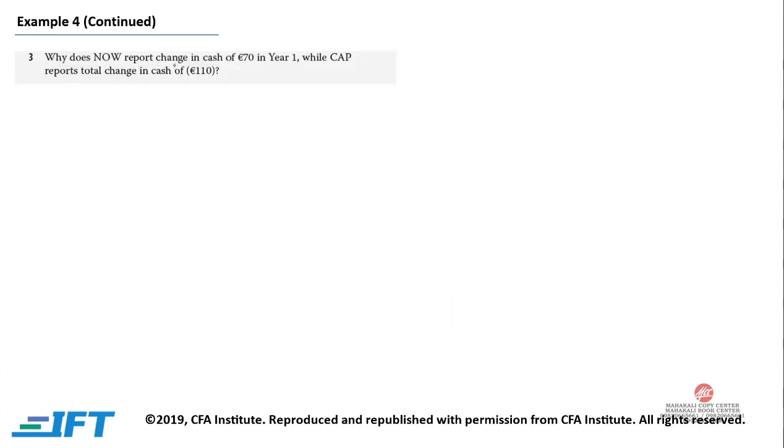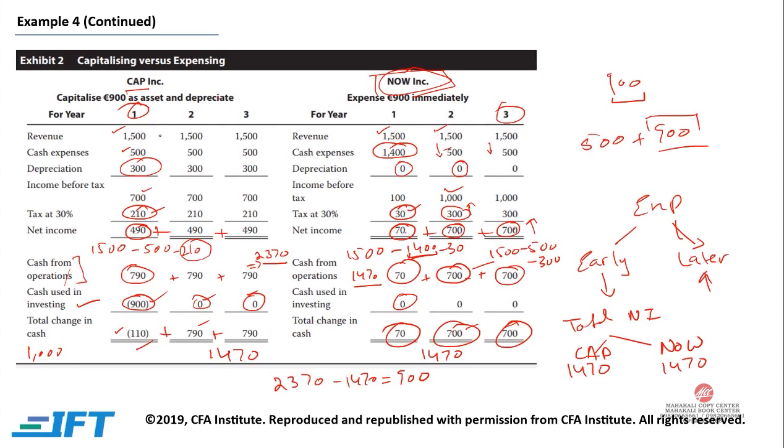Why does NOW report a change in cash of 70 in year 1, while CAP reports a total change in cash of 110? Now if you go back, the tax when we are capitalizing is 210 as shown over here, and when we are expensing, the tax is 30, and the difference is 180. The difference is because when we were expensing, it reduced our income before tax quite considerably, and the tax rate of 30% applied would give us a very low tax amount.